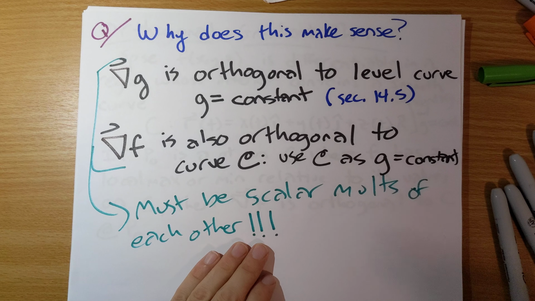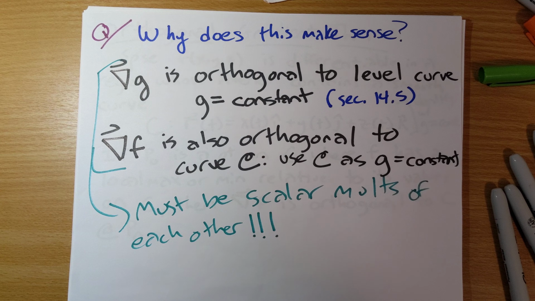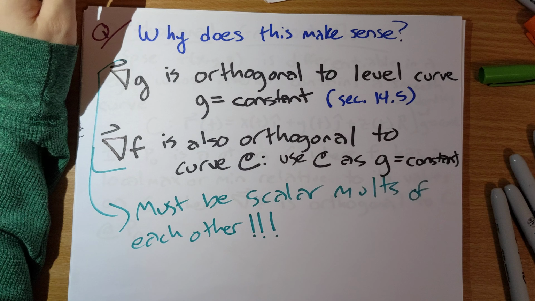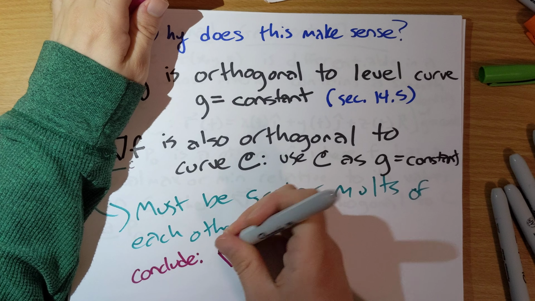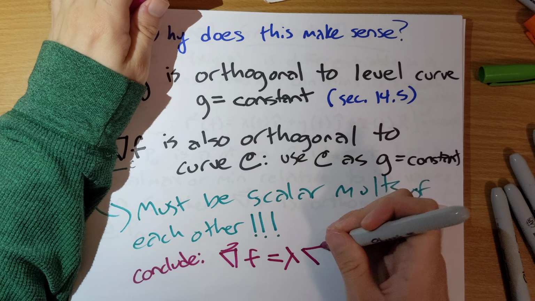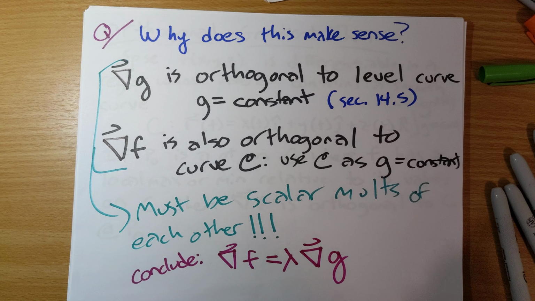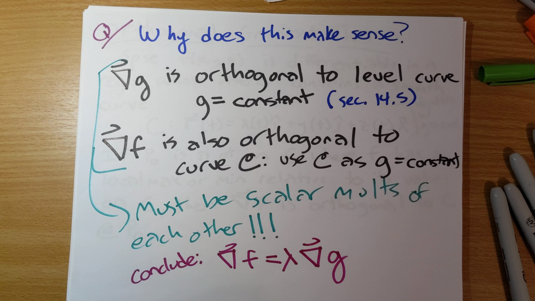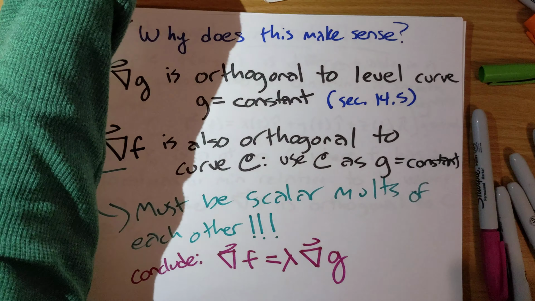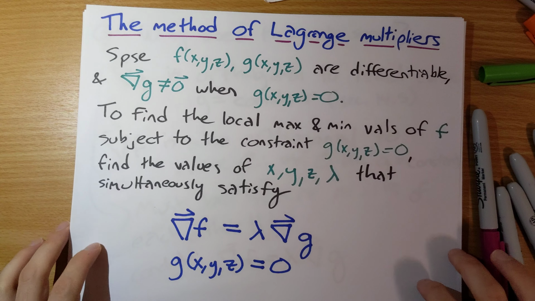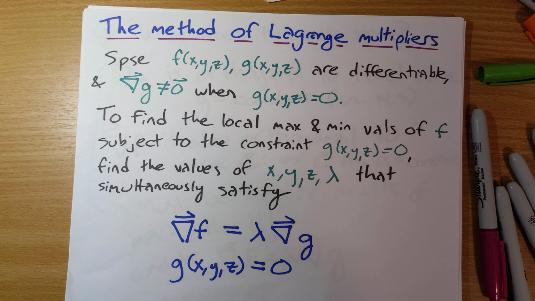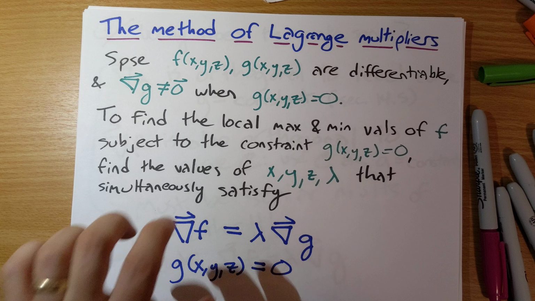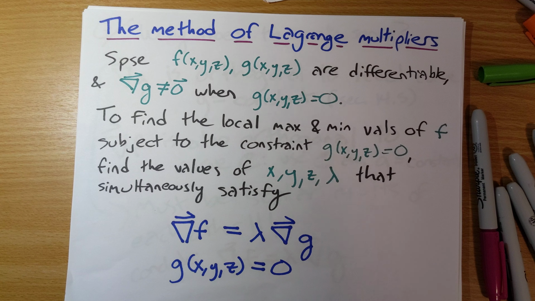Okay, so if the gradient of f and gradient of g are scalar multiples of each other, what's the conclusion? That the gradient of f must equal some constant, we're going to use lambda here as the constant, some constant times the gradient of g. And that explains why this makes sense. We're not just pulling the method of Lagrange multipliers out of thin air. We were earlier, but now we're putting it on good footing. This is why this makes sense.